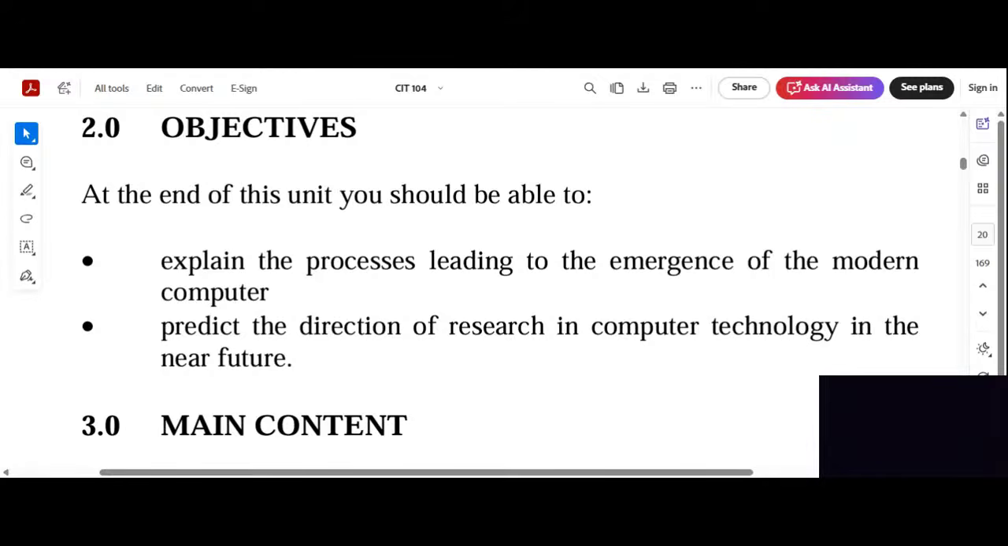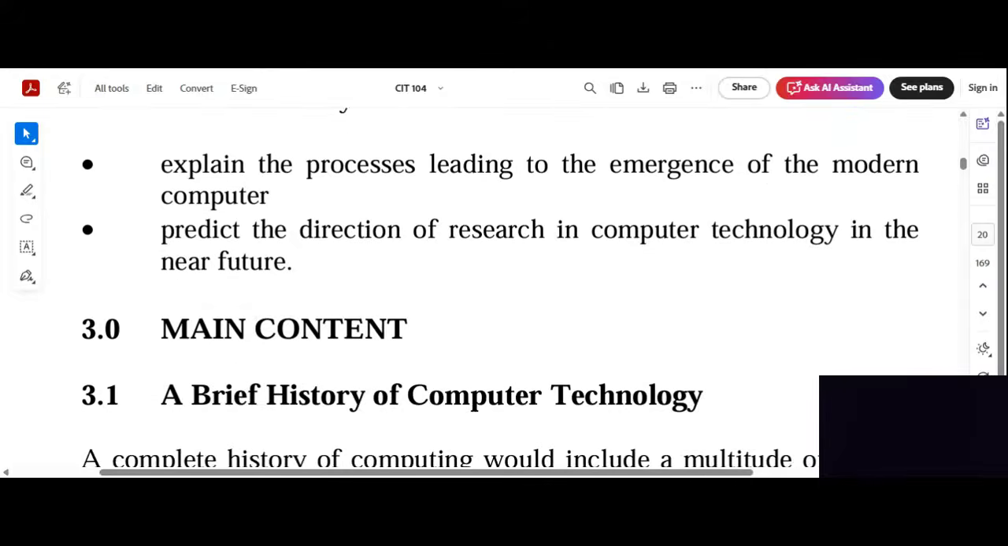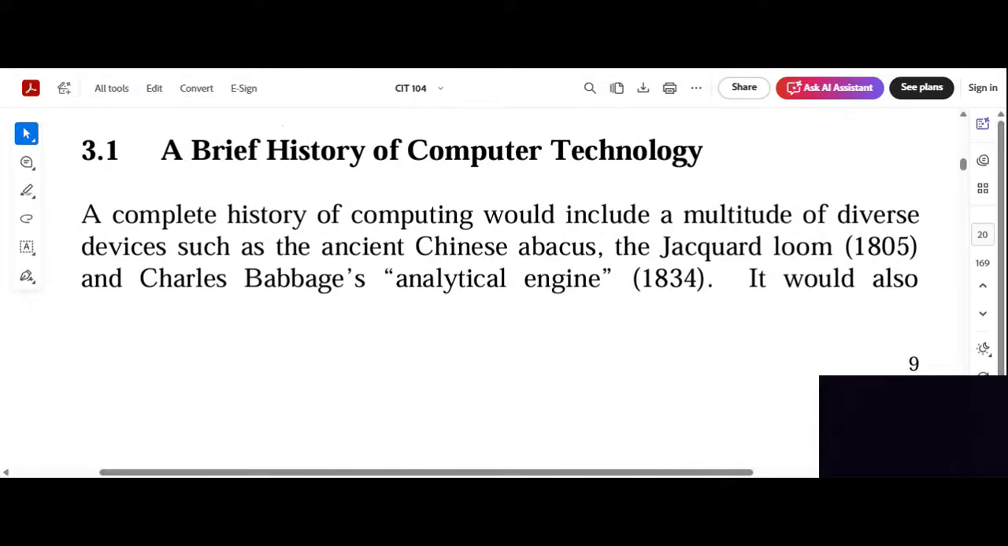Which means at the end of this unit, if you cannot predict what will happen to the computing world in the nearest 10, 15, 20 years, then you still need to go back to this unit and retrace your steps. Now, a brief history of computer technology.